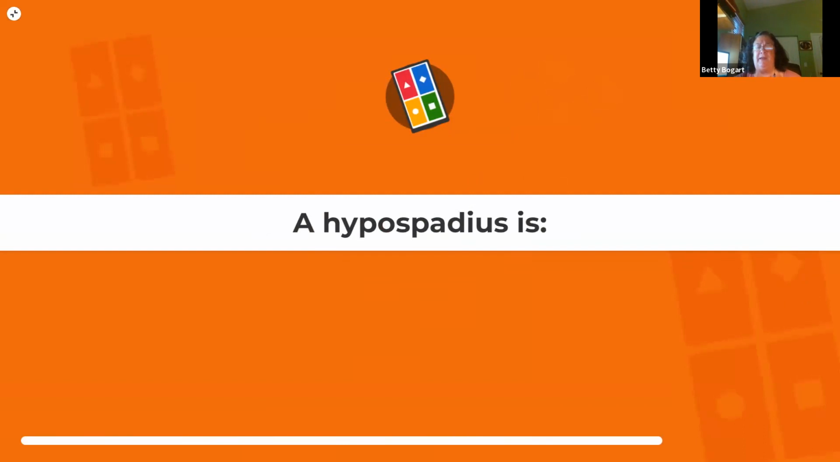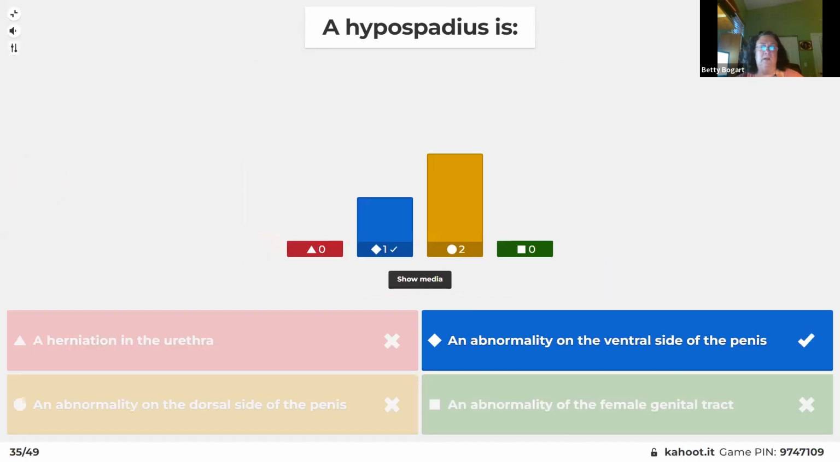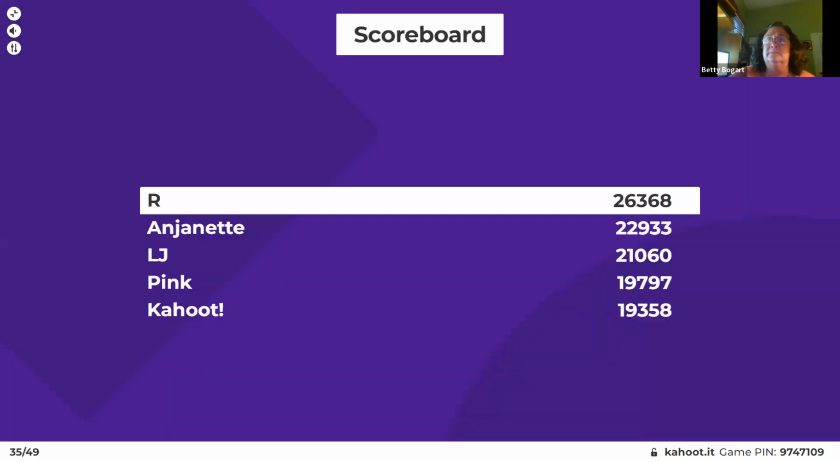A hypospadias. What did I say about that one? So it's an abnormality on the ventral side of the penis. So hypospadias is on the bottom, epispadias is up top. Where the urethra doesn't come out the tip, it's either the bottom, hypospadias, or top, epispadias.